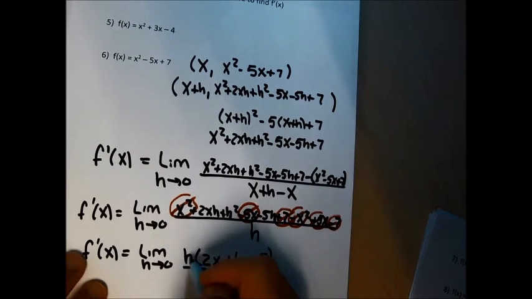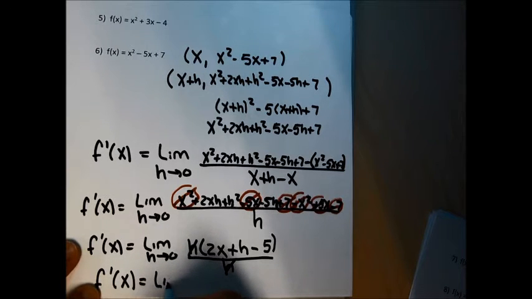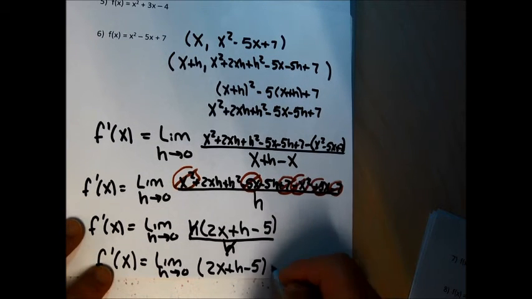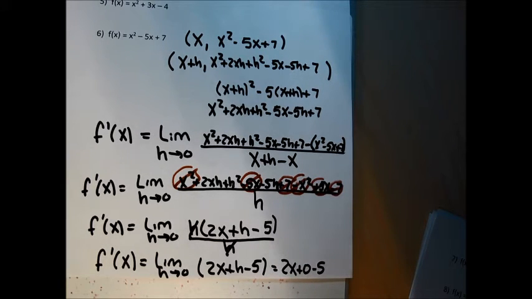Now I can cancel the x's, makes the fraction go away. So I get the derivative f prime of x equals the limit as h goes to 0 of 2x plus h minus 5. I probably didn't really need the parentheses anymore. And now I'm going to plug in 0 for h. I get 2x plus 0 minus 5. And that's 2x minus 5.